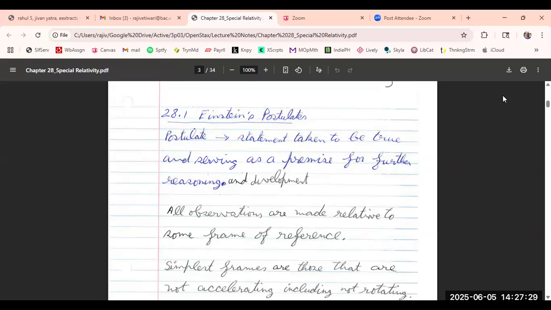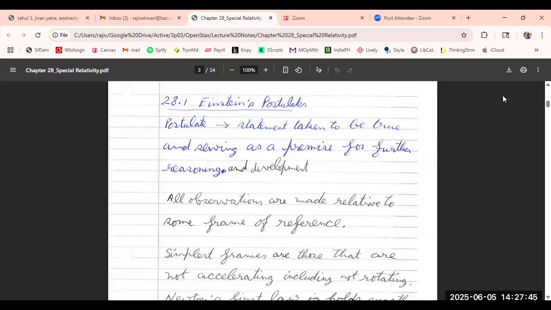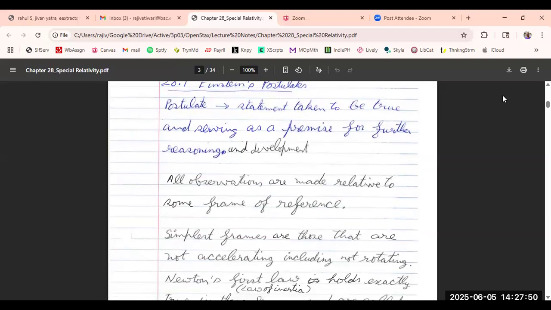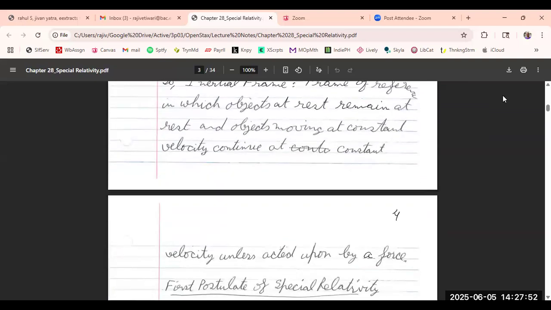Now, it doesn't mean that they're arbitrary. So you build a theory based on postulates, and if you can prove that those theories are correct, then that suggests that the underlying postulates are correct as well. So there are two fundamental postulates of Einstein's special theory of relativity.